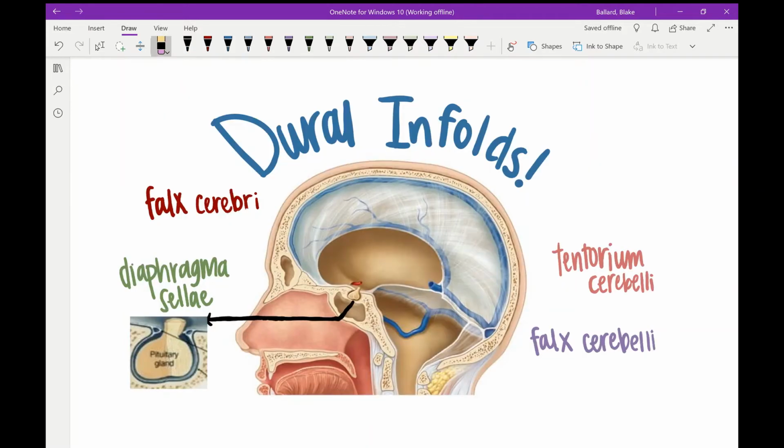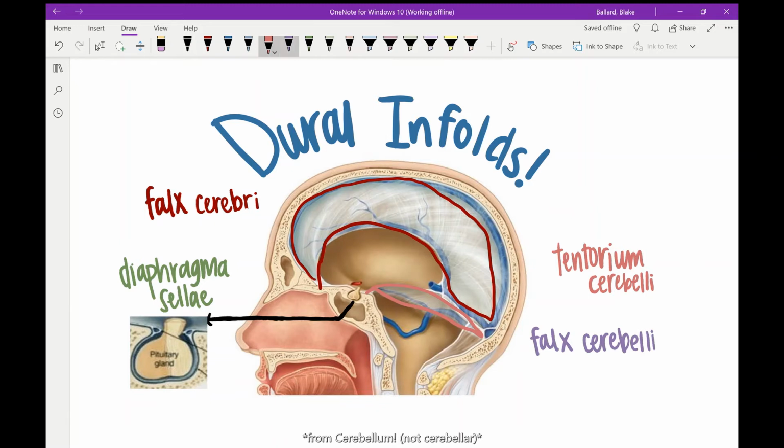Let's take a look at the dural enfolds I mentioned. First, we have the falx cerebri here that divides the brain into the left and right hemispheres. Next, we have the tentorium cerebelli, which divides the occipital lobes of the cerebrum from the cerebellum. Next, we have the falx cerebelli, which partially divides the hemispheres of the cerebellum. And lastly, we have the diaphragma sellae, which serves here as a partial roof to the hypophyseal fossa, which holds the pituitary gland.